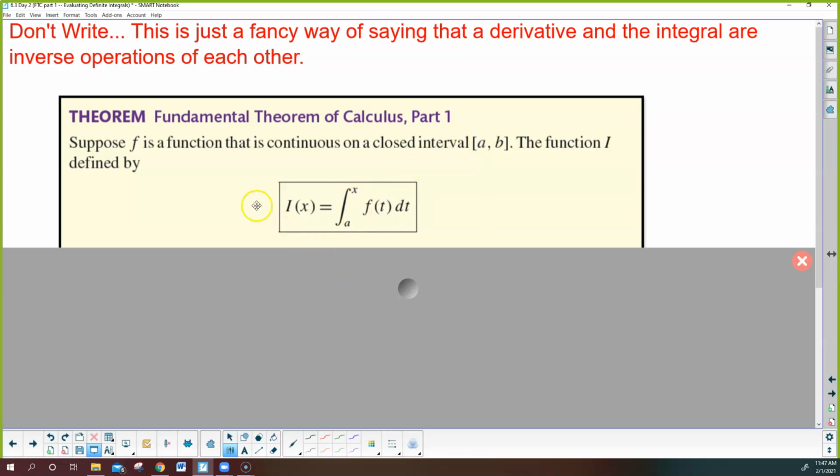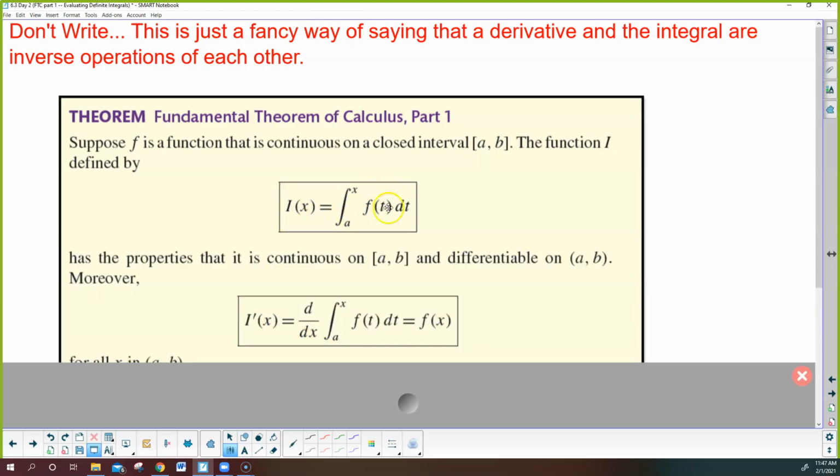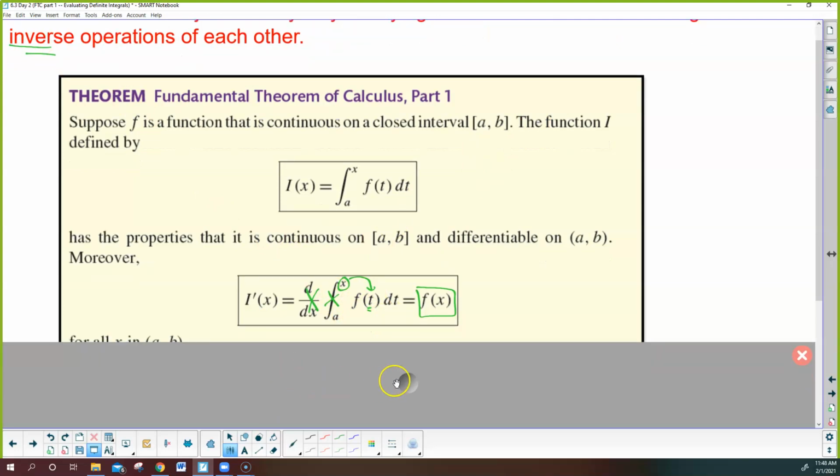Well, what happens if I took the derivative of this? The derivative of both sides, the derivative of I is I prime, and then I would take the derivative of this function, and the d dx is actually going to reduce this integral out, and the only thing is this x now goes in where the variable was before, and you're left with the original function. So the derivative and the integral are inverse operations of each other. I hate to say it, but they cancel each other out.